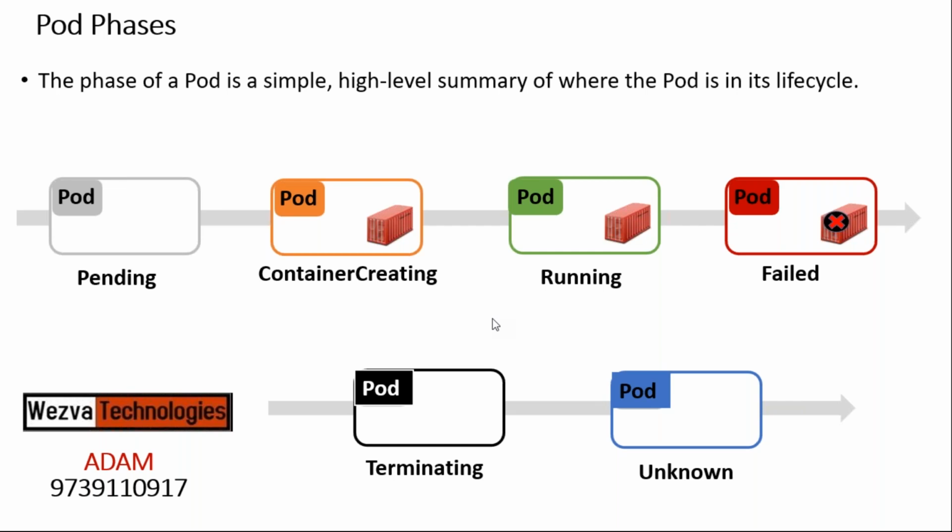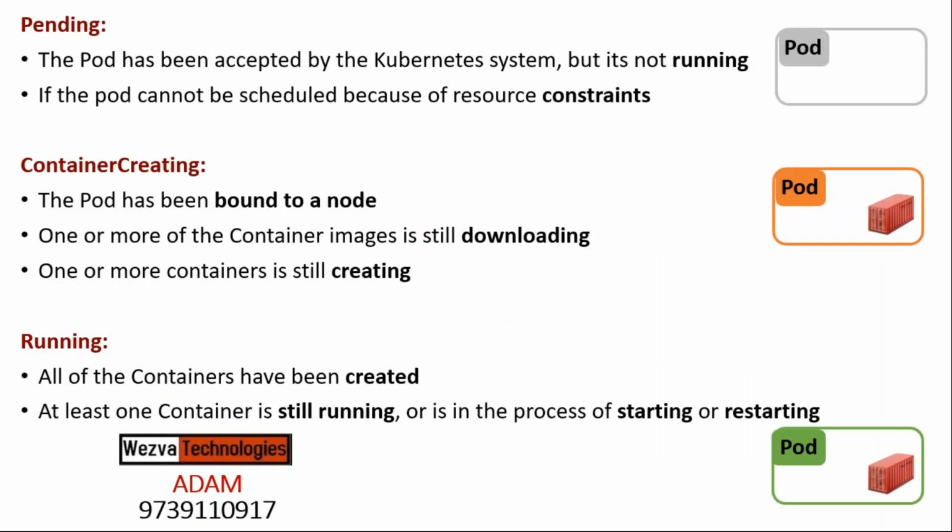So whenever, let's say that you have a manifest file, which is nothing but a YAML file in which you specify what is the requirement or the spec of your pod, right?